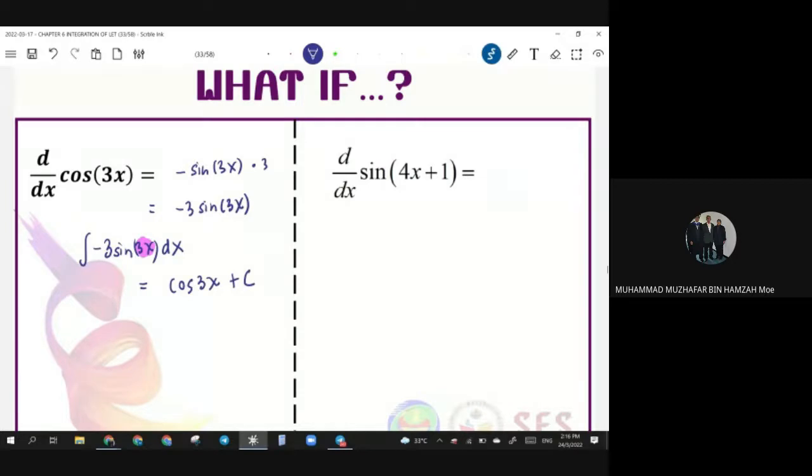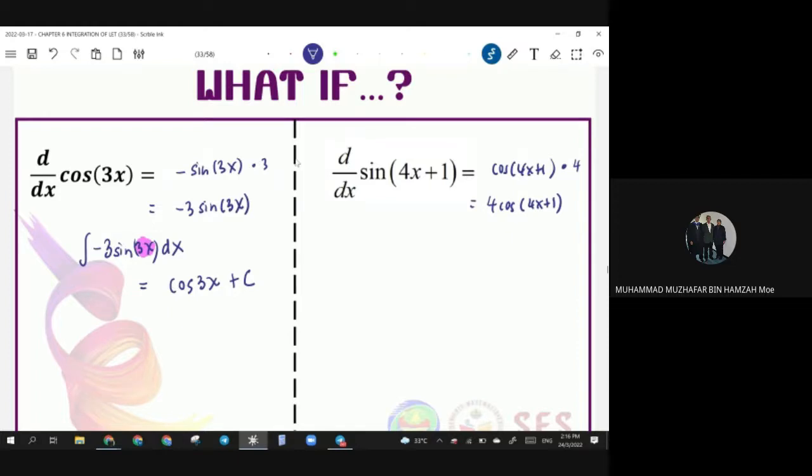Same goes to the other one that we have: the differentiation of sine 4x plus 1. Differentiate sine, we should get cos of 4x plus 1, times the differentiation of whatever is inside the bracket, which gives 4. So we should obtain 4 cos 4x plus 1. By the way, this one is still about the reverse process, so don't be confused about why we suddenly differentiate.